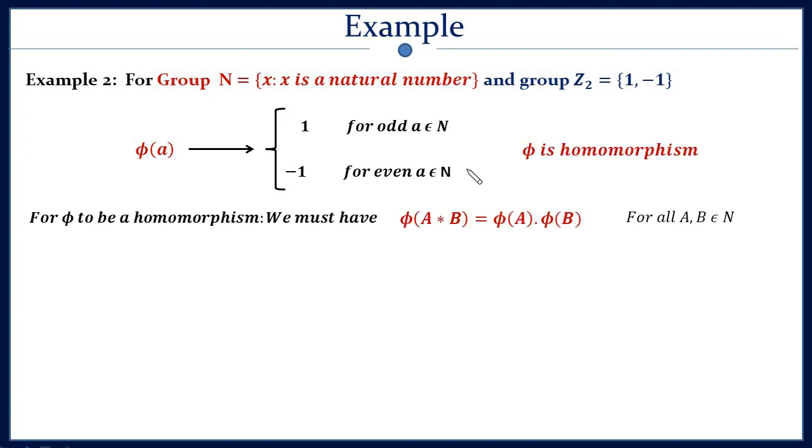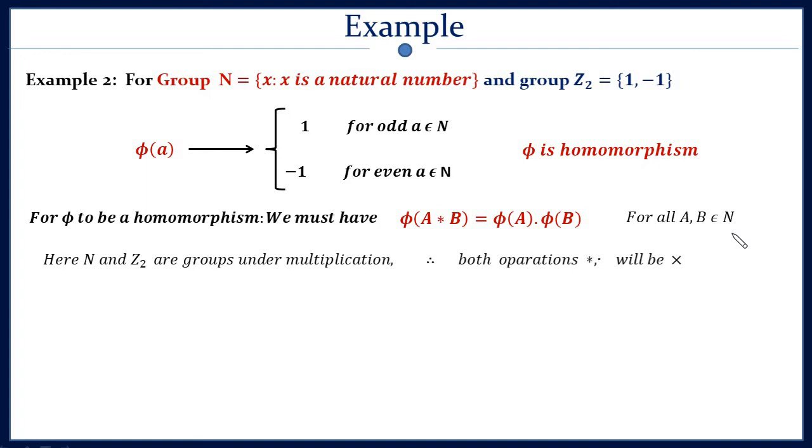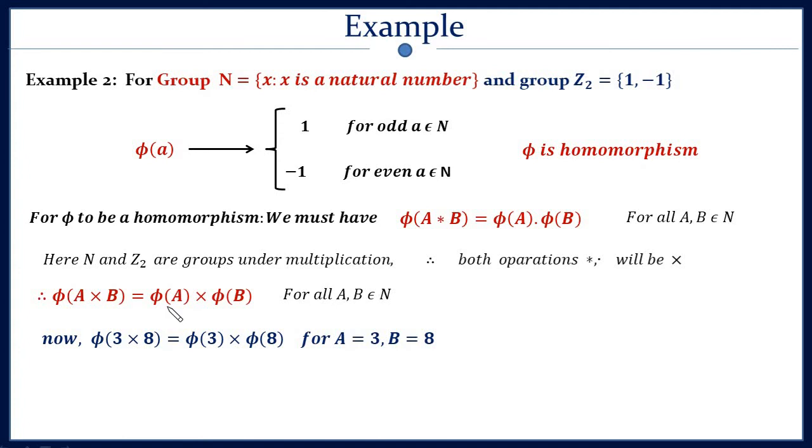How can we prove it? We have to just prove the condition for the homomorphism, that is phi of A star B is equal to phi A dot phi B. Here A and B will be elements of group N. Now as I said, N is a group under multiplication, Z2 is also a group under multiplication, therefore both star and dot will be multiplication. Now we have to just prove this relation. And how can we do it? Just take any random values. Let's take A equals 3 and B equals 8.